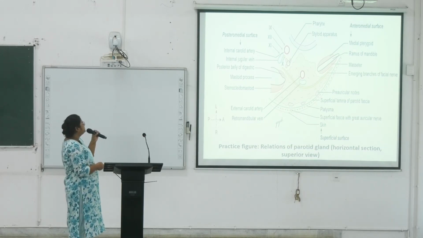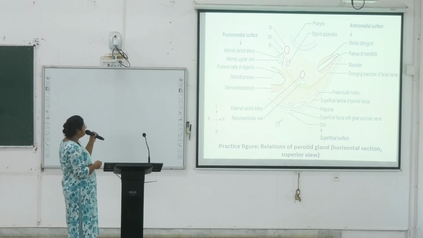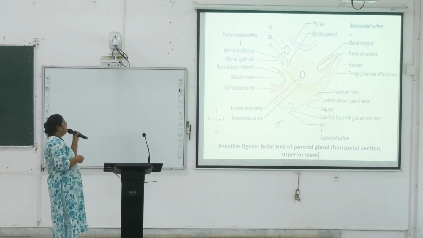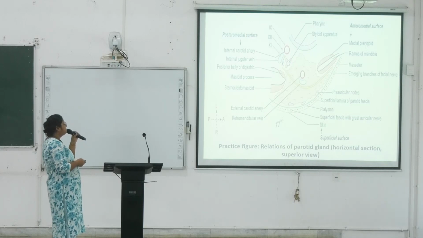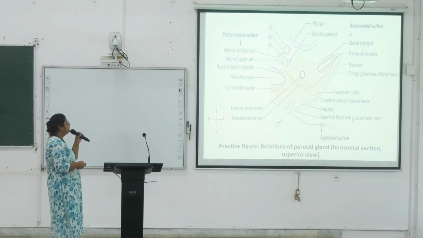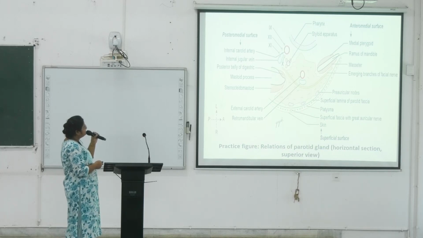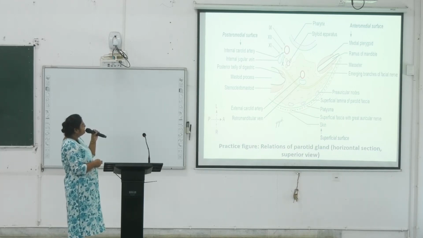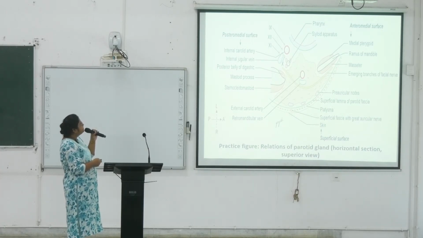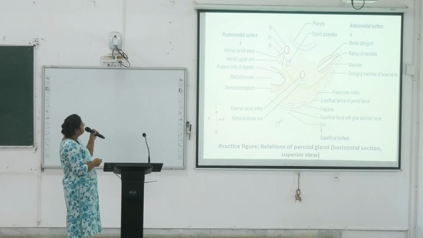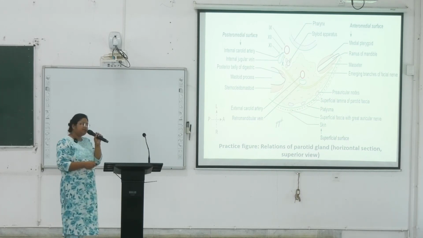Okay, and this posteromedial surface, here it is related to the mastoid process and its two attached muscles, posterior belly of digastric and sternocleidomastoid, and here is the styloid apparatus, styloid process and its attached muscles, and these are the carotid sheath and its structures. The internal carotid artery, internal jugular vein, vagus nerve, and those last four cranial nerves, 9th, 10th, 11th and 12th, are present here.